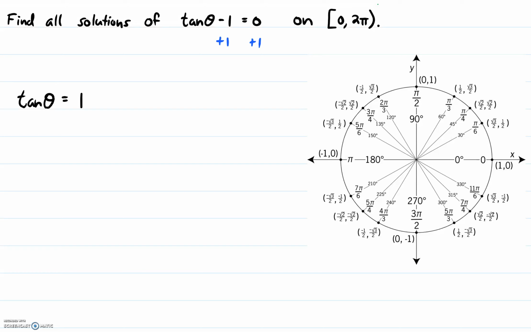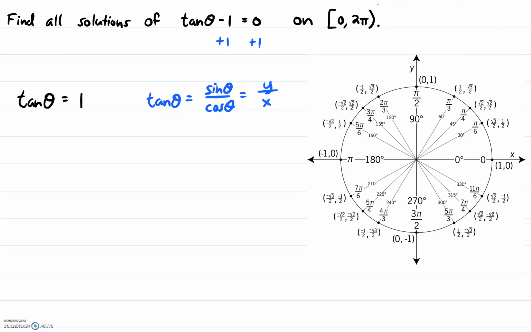The idea is we want to figure out where on the unit circle between 0 and 2 pi, because that's all we care about for this particular problem, the y value divided by the x value is going to equal 1. And remember, that comes from the fact that tangent theta is the same thing as sine theta divided by cosine theta. So that's using a quotient identity. On the unit circle, sine theta is the same thing as your y value, and cosine theta is the same thing as your x value at the terminal point of whatever your angle is.